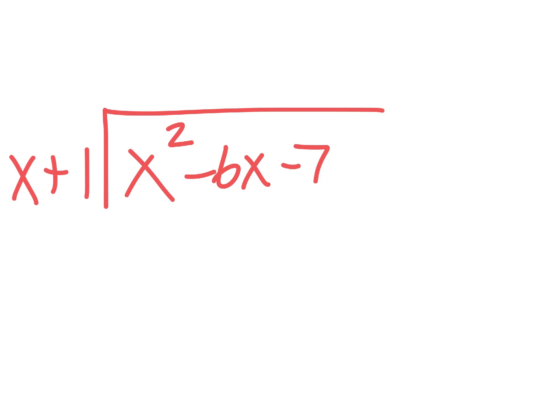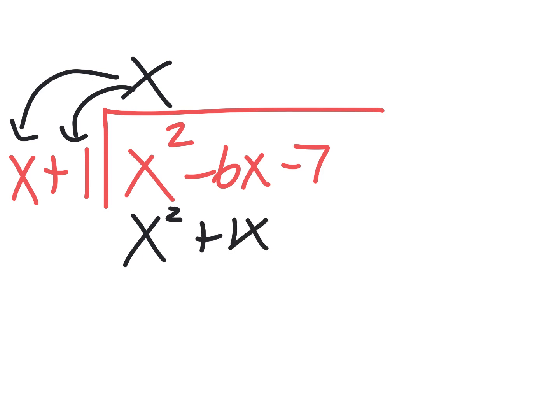How did I say to always start? With x. Is x always going to work? No. But it's a good place to start. And then you go, this times this makes x squared, and it worked. How do I know it worked? Because the x squared and the other x squared match up perfect.